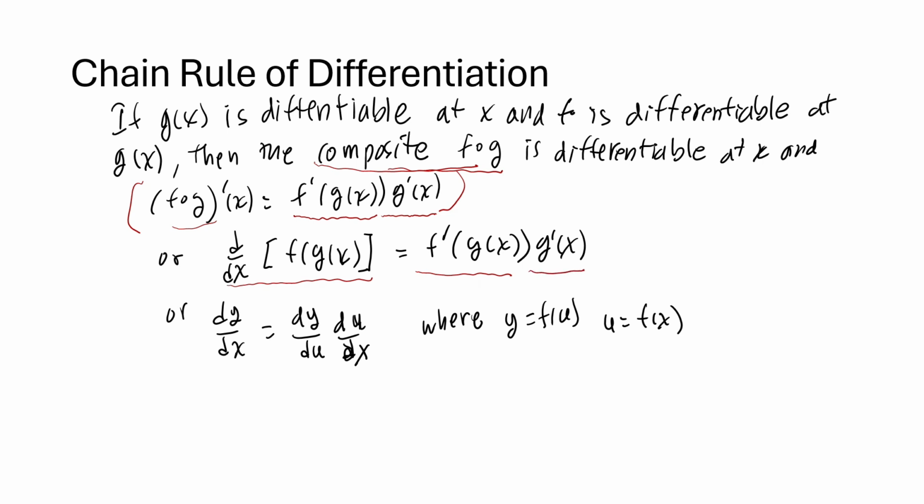Now if we write it purely in the Leibniz notation, we can break it up into dy/dx is equal to the product of dy/du times du/dx, where y is a function of u, and u is a function of x. So that's what we're going to work with. There's our basic definition of the chain rule.